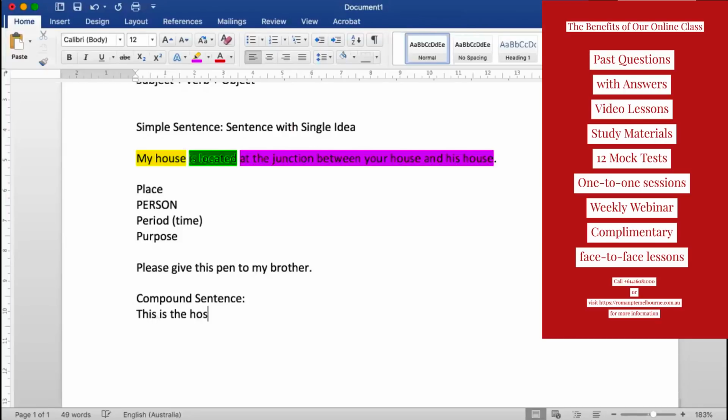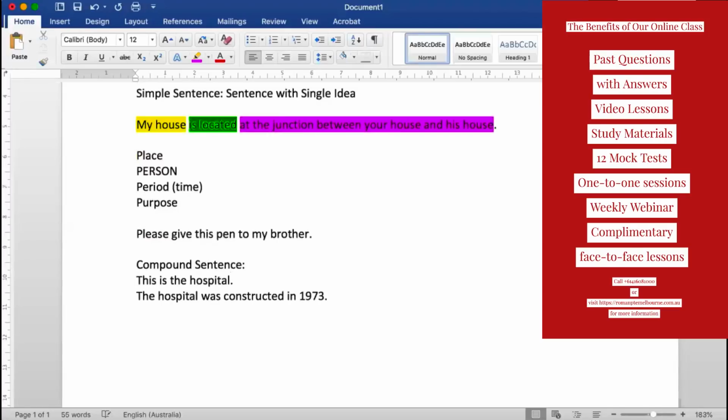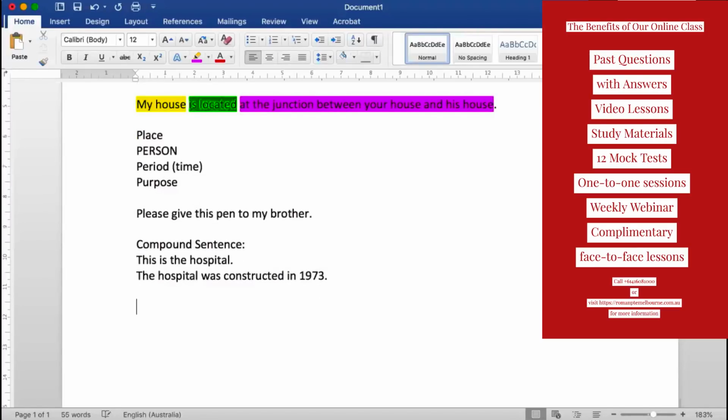this is the hospital. The hospital was constructed in 1973. Now, if I combine these two sentences, these are two different ideas. If I combine them, it becomes: this is the hospital and it was constructed in 1973. So you can see that now there are two independent sentences connected with the help of a linking word, and. These kinds of sentences are called compound sentences.